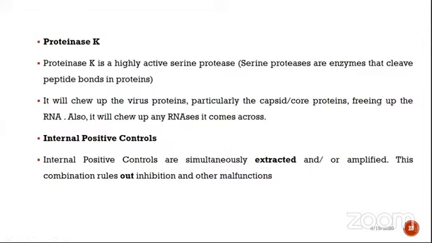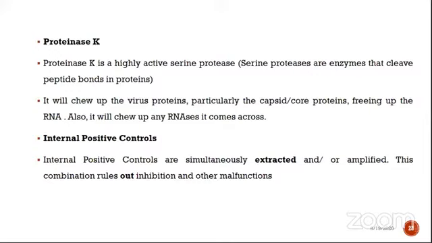So first of all, I would like to discuss some components which we will use during the extraction by using the automation. Proteinase K. We will add proteinase K. This is a serine protease. The function of the proteinase K is that it chews up the viral proteins, capsid, core proteins, and releases the RNA. It will also chew up the RNases it comes across. So this proteinase K is very important.